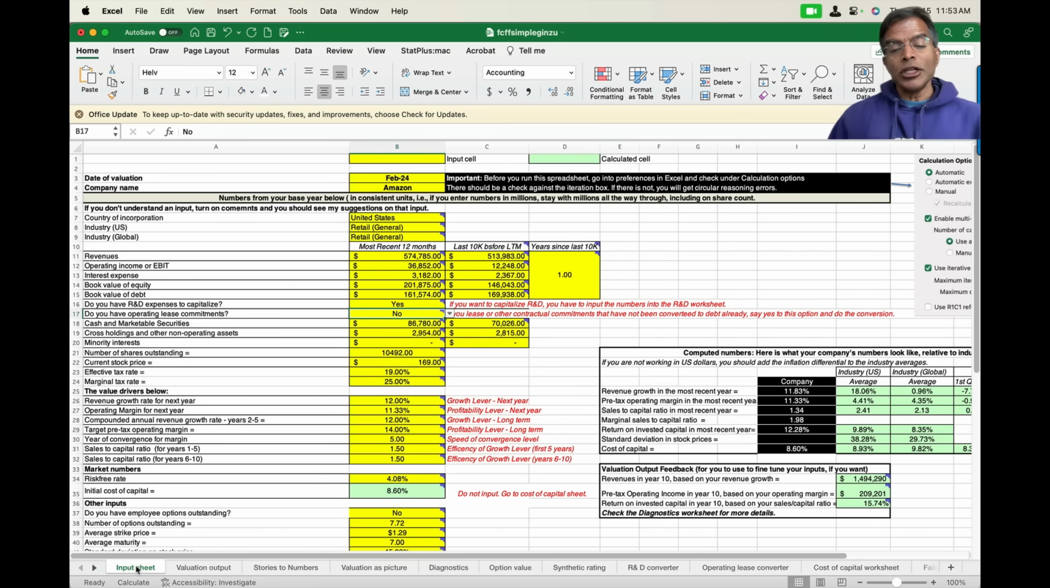So this option is available for you even for companies where leases are converted to debt, if you choose to override the accountant's lease debt and use your own calculations. We're almost there with the inputs. Let's keep going. Then I ask you for cash and marketable securities.